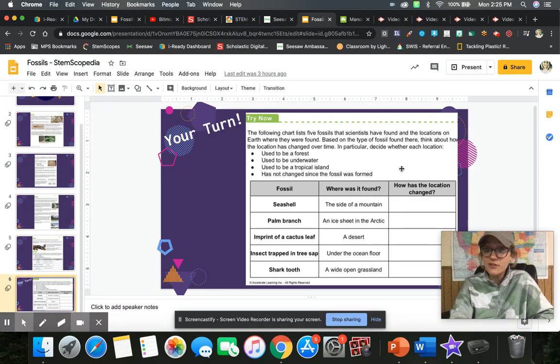Please let me know if you guys have any questions at all. And don't forget, you can always go back and listen to the Stemscopedia again, or just search within the text, because that's a very good strategy for information readers. Always go back and dig in the text and see if you can find that answer.